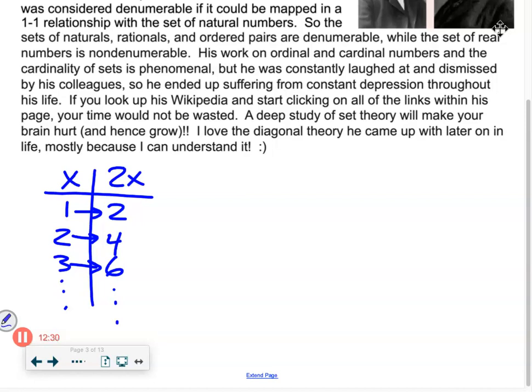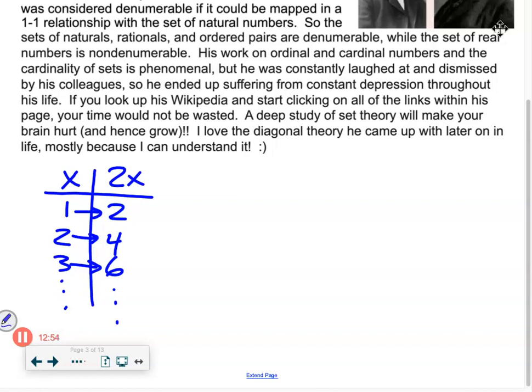But if I'm in the set of real numbers and I say 5, yeah, there's no specific number, right? So there's no next number. So when you're in a non-denumerable set, you really can't name the next element. Now, believe it or not, rational numbers are denumerable, and ordered pairs are denumerable.